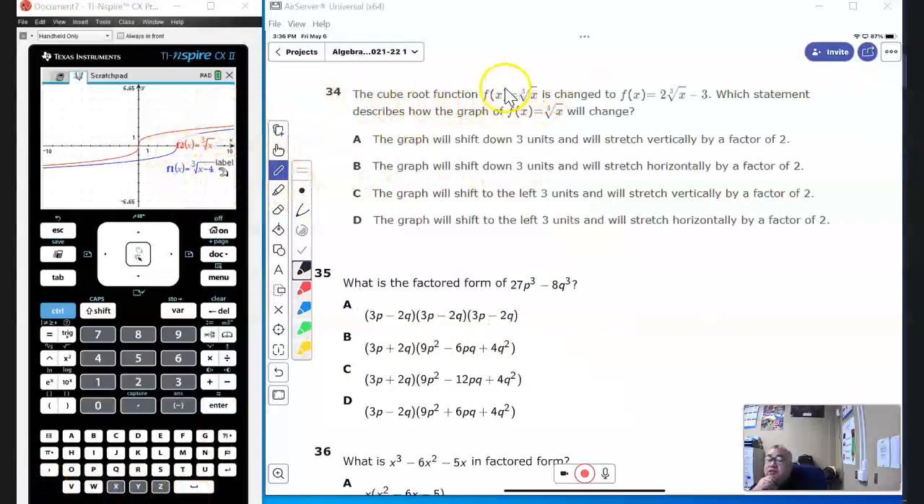So 34, we're still talking about transformations again. We have the parent function is cube root of x. We know that 2 is going to vertically stretch. So if vertically stretched by a factor of 2, it's going to go down 3 units. So your answer should be A.